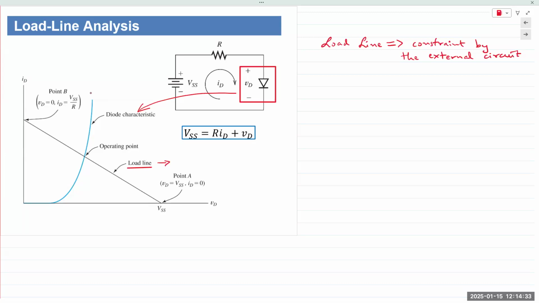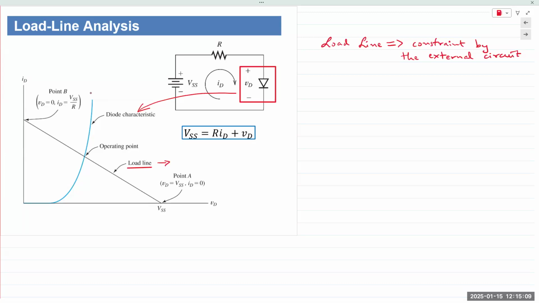Just as a brief refresher, in the first class of E201, you might have learned about circuit analysis. What is circuit analysis? Circuit analysis is basically the process of determining the unknown voltages and unknown currents in a circuit. That's all it is. In this case, the unknown voltage is the diode voltage, the unknown current is the diode current. So if you have two unknowns, you need at least two equations. One equation would be the device equation, the other equation comes from the external circuit.